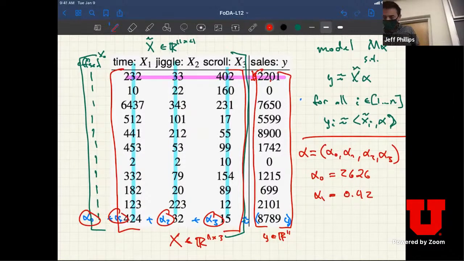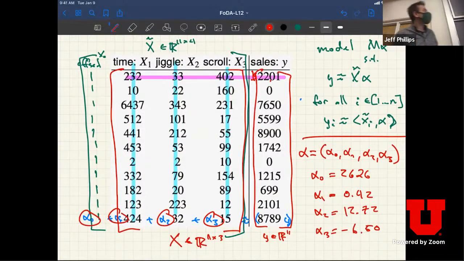Okay, so this is a smaller number. Alpha 2 is 12.72. This is a centimeter of jiggle on the website corresponding with about 12 cents. Okay, and alpha 3, the amount of scrolling, is negative 6.5. So a centimeter of scrolling corresponds with actually losing expected sales. I lose 6 cents for every centimeter that is scrolled.